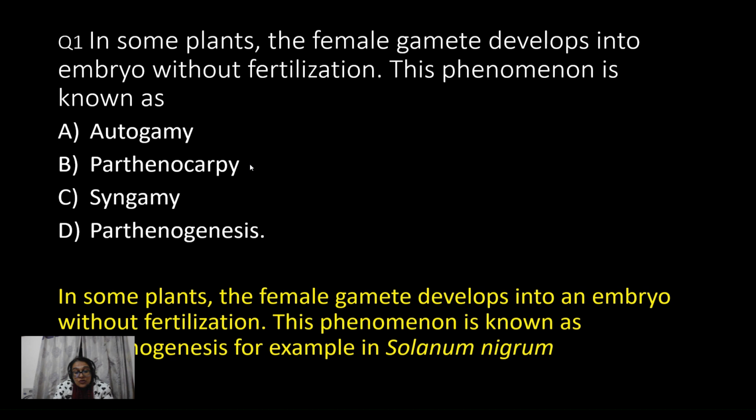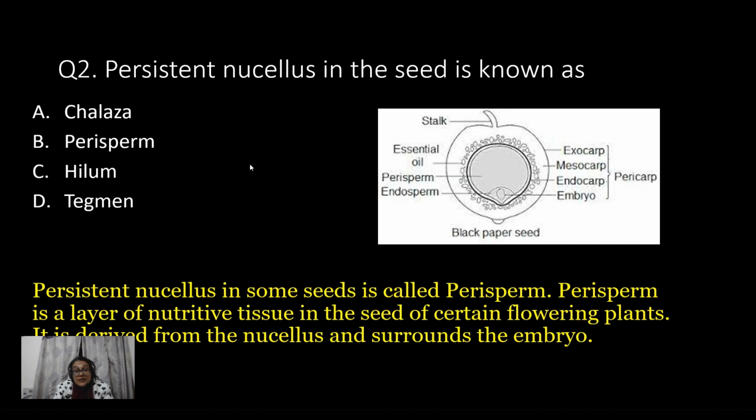Let's move to the next question. Persistent nucleus in the seed is known as. Now, if the nucleus is persistent, it will be called the perisperm, right? This is found in some seeds, like you can see, it is present in black pepper seed. And this perisperm is a layer of nutritive tissue in the seed and is present in the seeds of certain flowering plants only. And perisperm, as I have told you, is derived from the nucellus and surrounds the embryo.